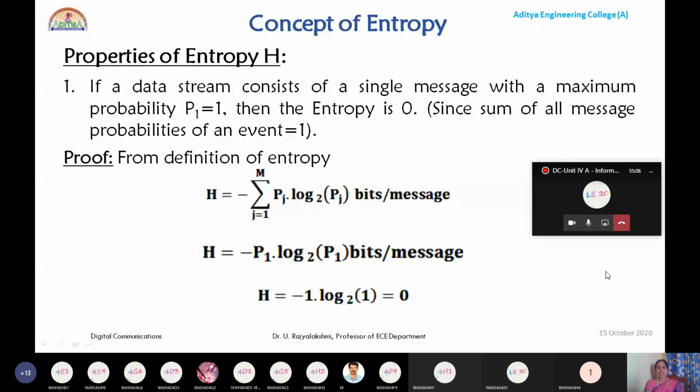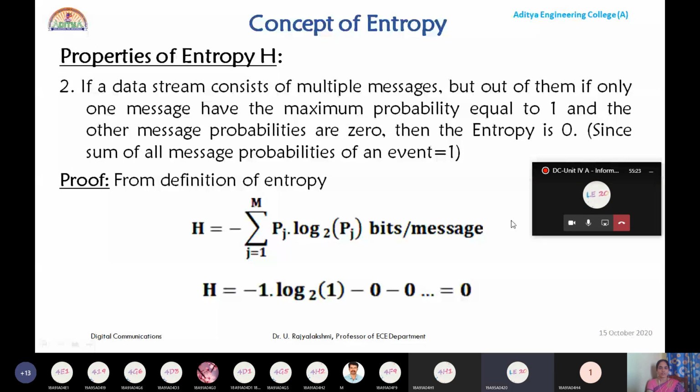Okay, tell me the 5 properties we studied in today's class. If a data stream consists of a single message with the maximum probability p1 is equal to 1, then entropy is 0. Okay, very good. Tell me the second property. If a data stream consists of multiple messages, but out of them one message has maximum probability equal to 1, and the other messages' probabilities are 0, then entropy is 0.